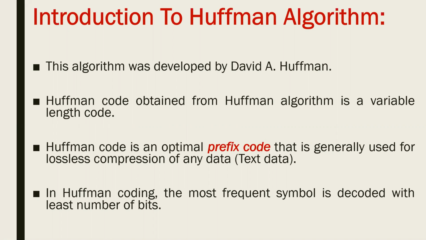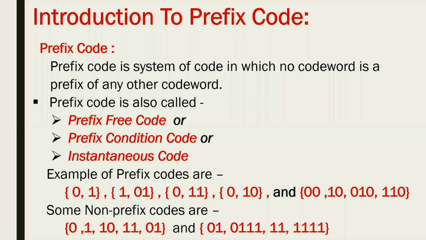And it gives a prefix code, an optimal prefix code, that is generally used for lossless compression, means in the case of text data, as I have told you. So let us move to the definition of the prefix code. What do you mean by prefix code? Because Huffman code generates the prefix code, first of all, we will discuss the prefix code.